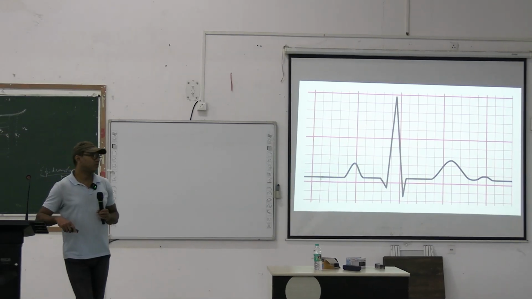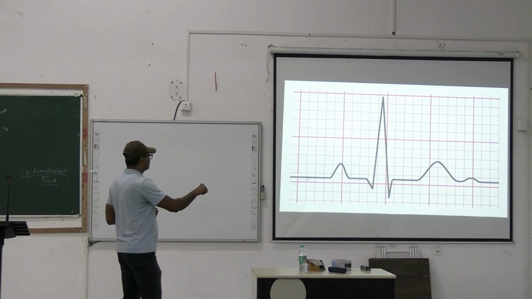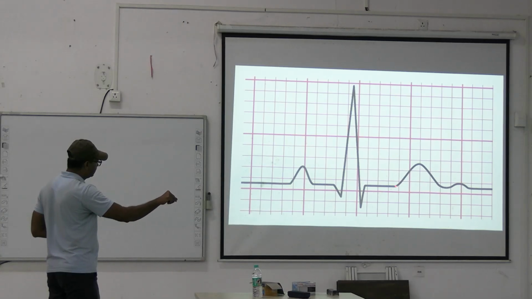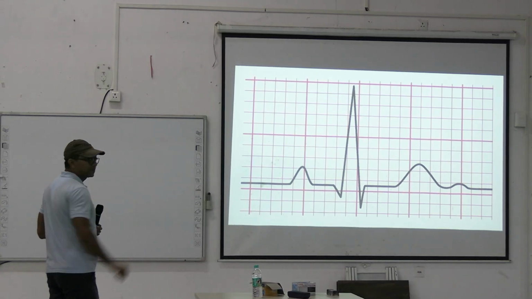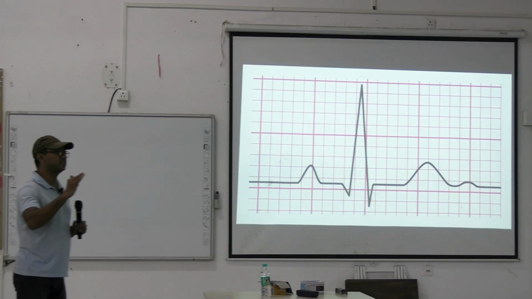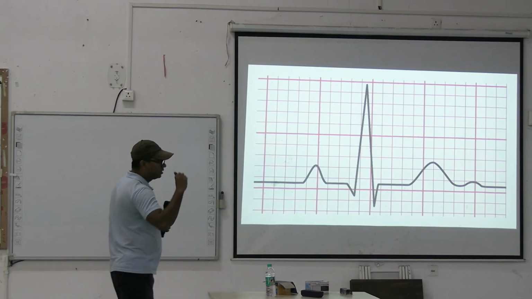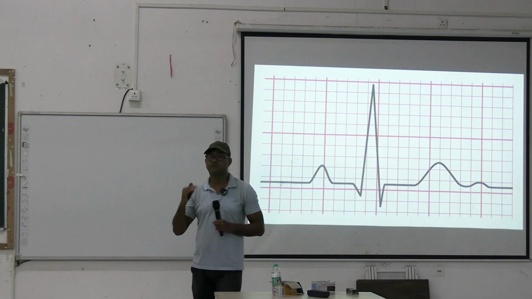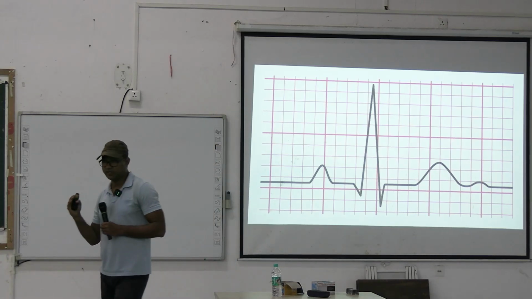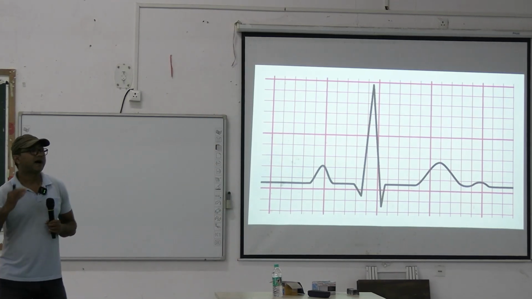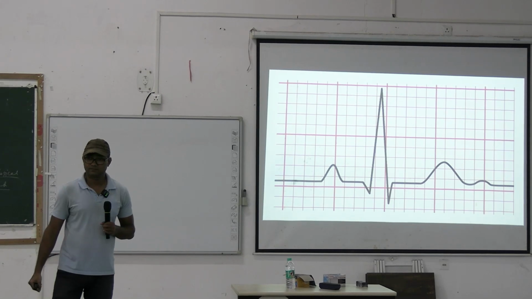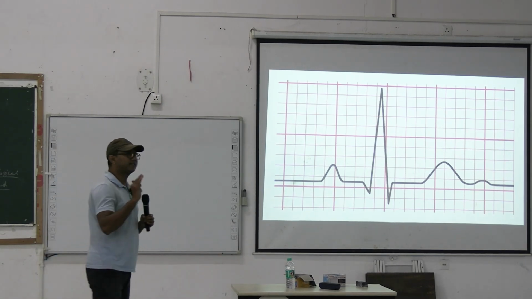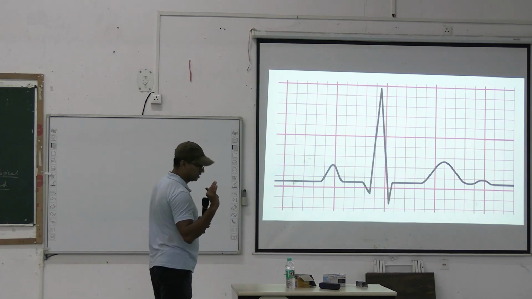Now, what is the baseline? The baseline is this. This is the baseline of the ECG. Baseline means where there is no net voltage fluctuation. We also call it the isoelectric line, where there is no net voltage fluctuation.